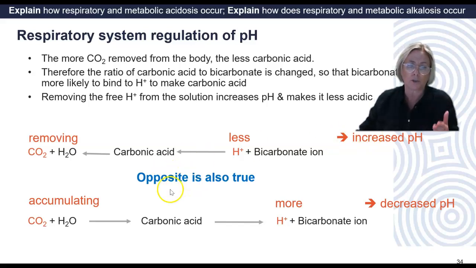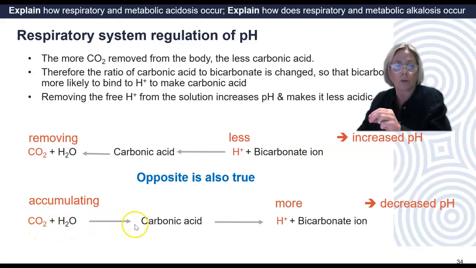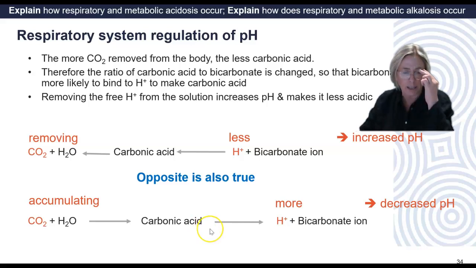The opposite is also true. If you have a very slow breathing rate, you're going to get accumulation of carbon dioxide. That carbon dioxide will bind with water to form carbonic acid.